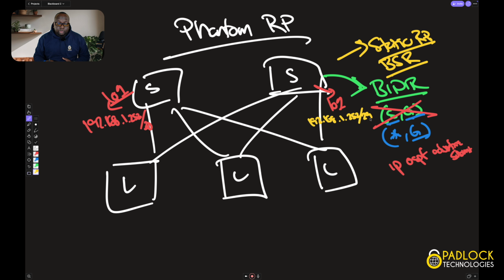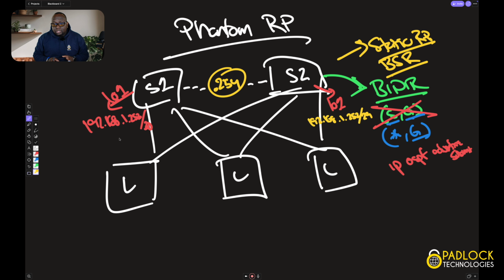I wish I had the Jeopardy music, but I don't. So if you don't know the answer, what's going to be shared between these two is going to be .254. Right? So that's going to be the address that is going to be the RP announced in the multicast domain, right? Even though it's not technically configured on any of these spine switches, it's an address that's in between those two ranges.